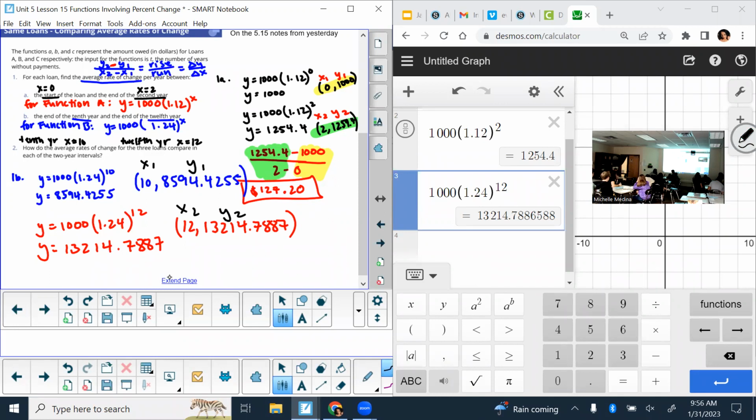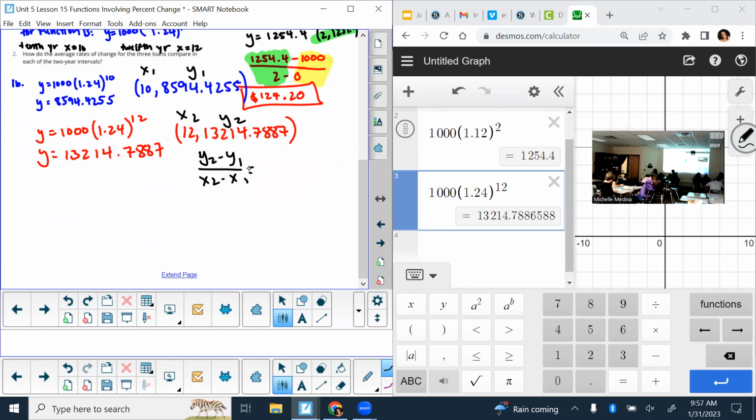Because of the average rate of change formula: the change in Y divided by your change in X's. So the way that I labeled it, table 1, what's my Y2? Good, that long number, the 13,001. Table 2, what's my Y1?